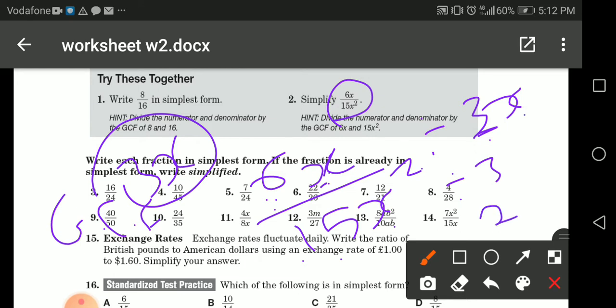X divided by X gives me 1. And what about the denominator? 15 divided by 3 gives me 5. X to the second power divided by X gives me just X. So here's the simplest form: 2 over 5X. 2 over 5X. Easy one?